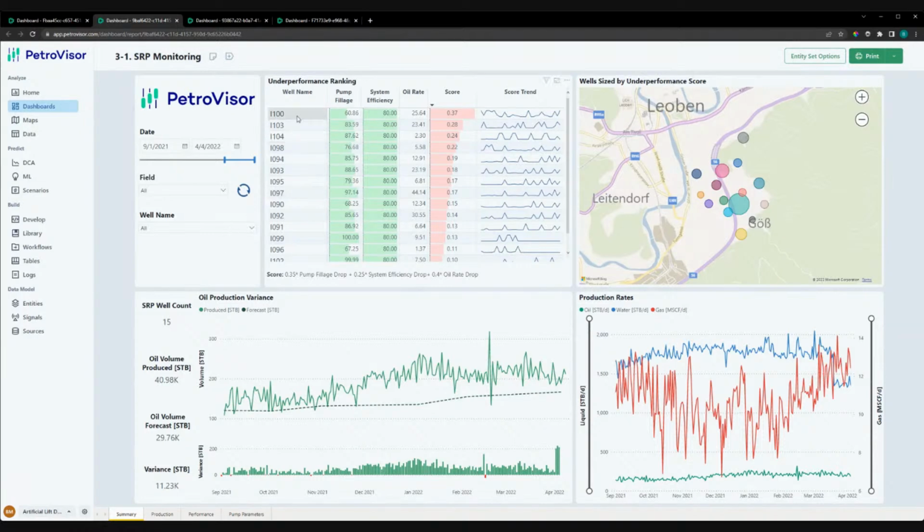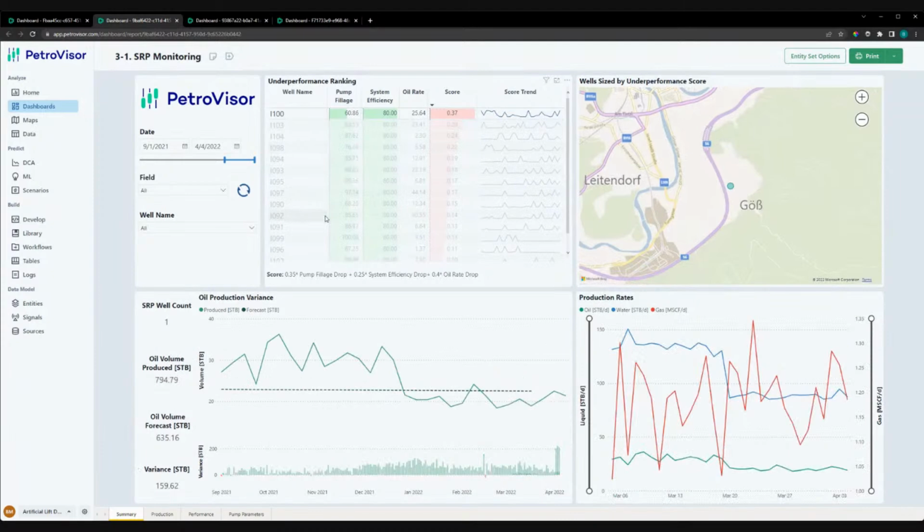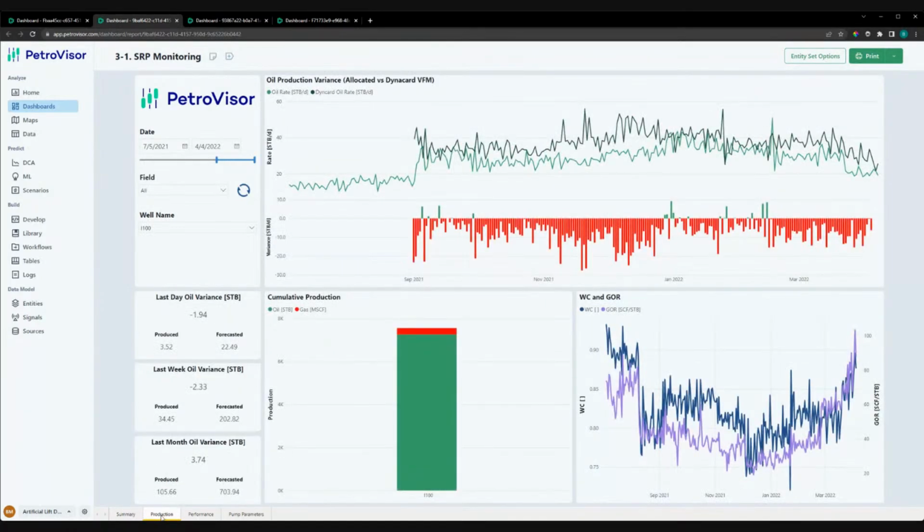Right? Now, if I look here, I can see that the score, so the performance score here, is being flagged. So this well, 100, is underperforming against expectations. I can click there. I can see where that well is. I can see how it's trending over time. And I can dive deeper in to look at the specific production performance of well number 100.